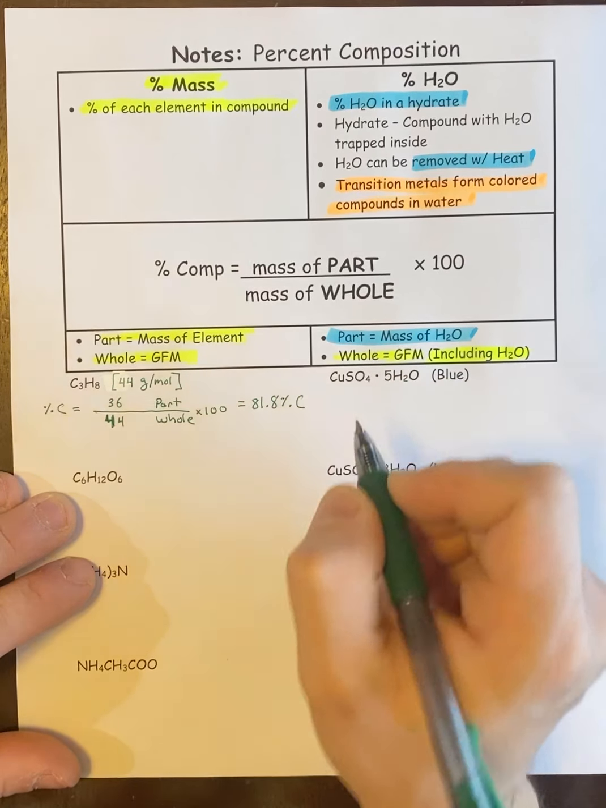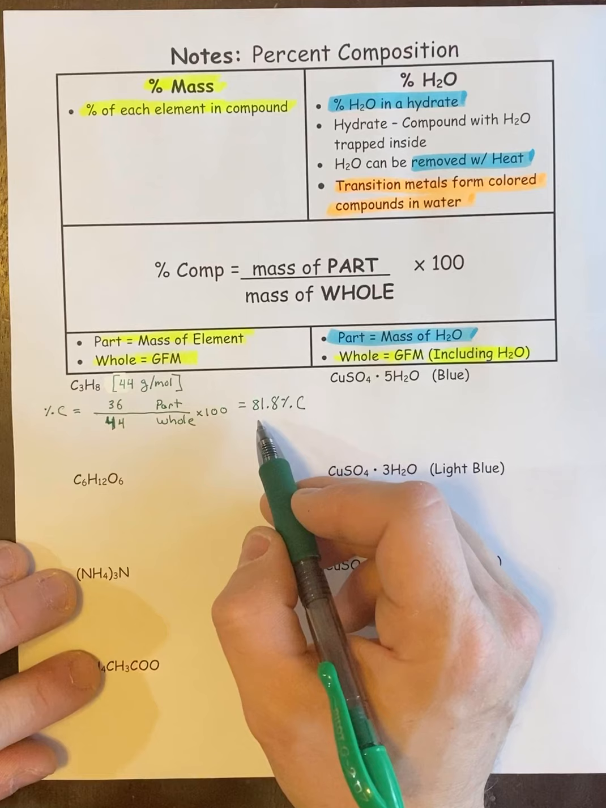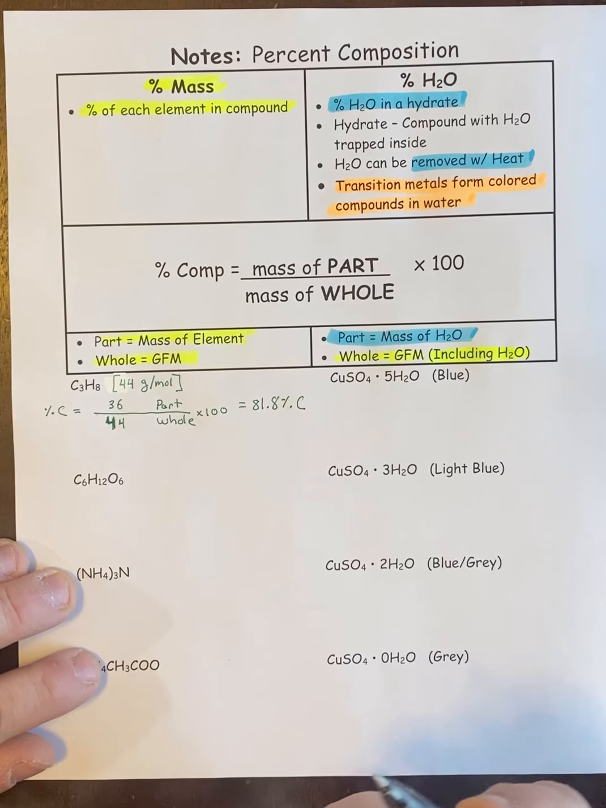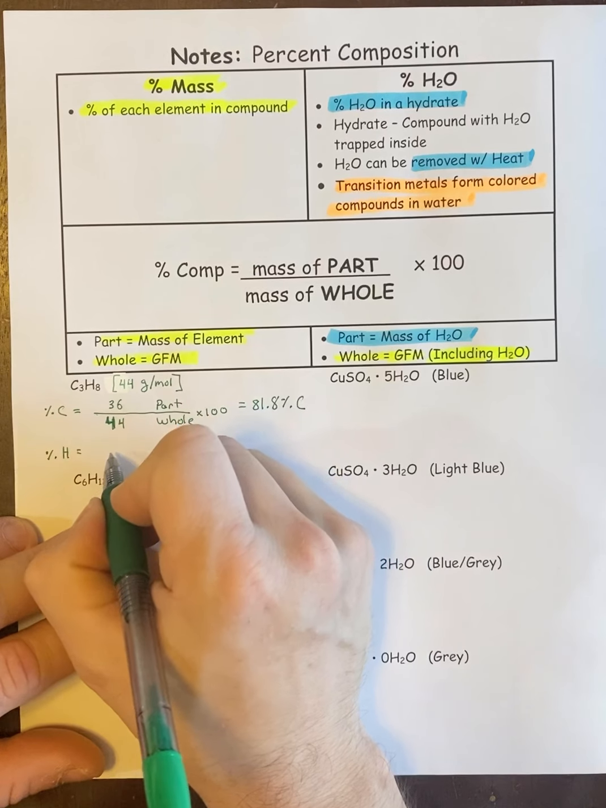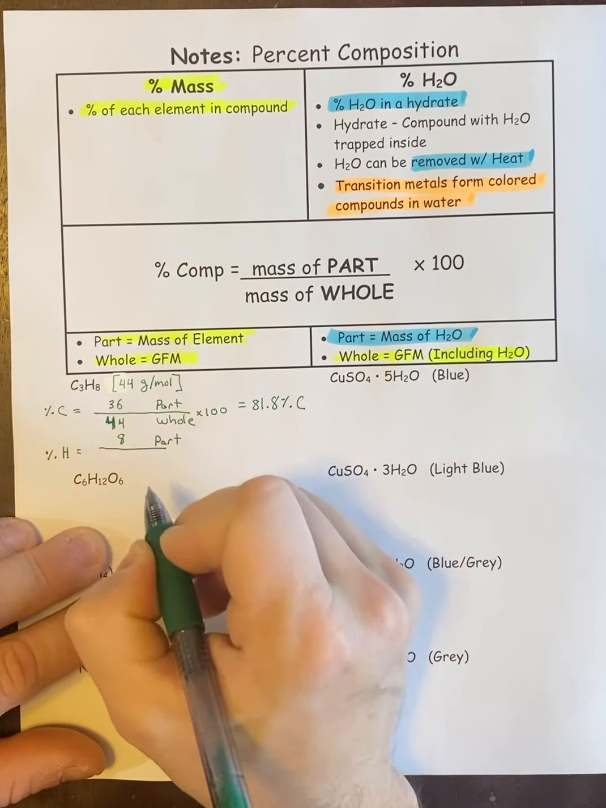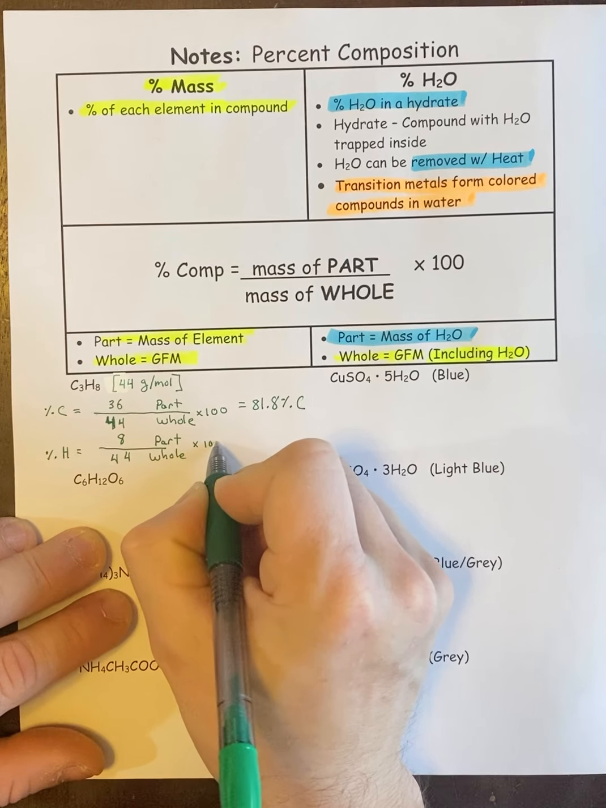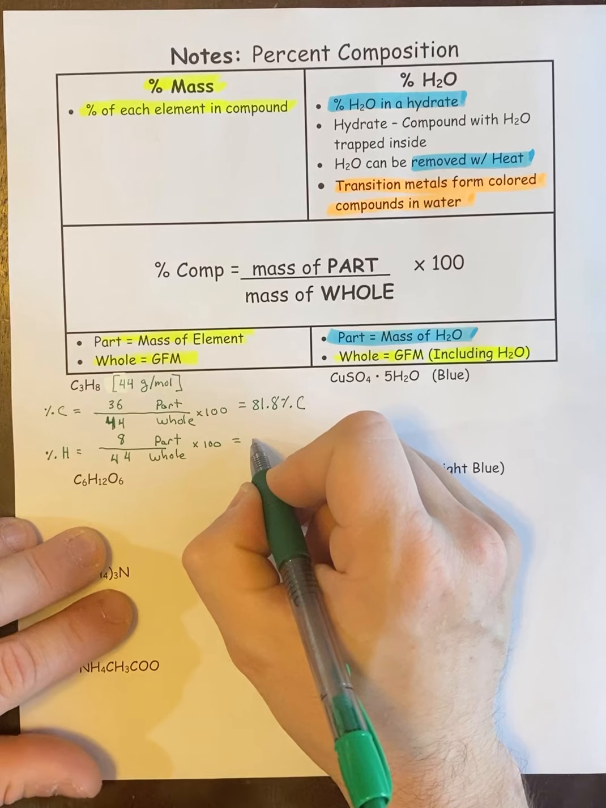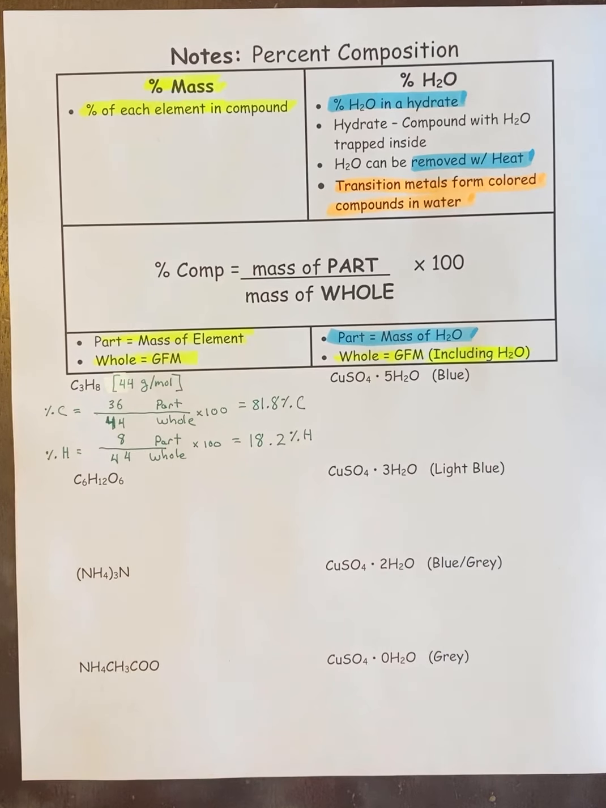81.8% carbon. Now, since there are only 2 elements in this entire formula, I could just go 100 minus 81.8 and I'll get my percent for hydrogen, because it has to add up to 100. If I want to double check it to make sure I'm doing it right, and if I'm asked to show the work, which I am in this case, you do it separately. Since there are 8 hydrogen and hydrogen weighs 1, it's going to be 8 over 44 times 100, and that adds up to 18.2% H. And that's how you do it. They are very, very simple calculations to do.